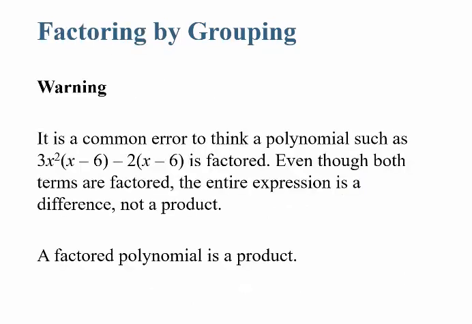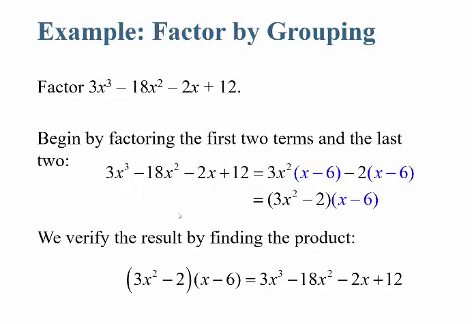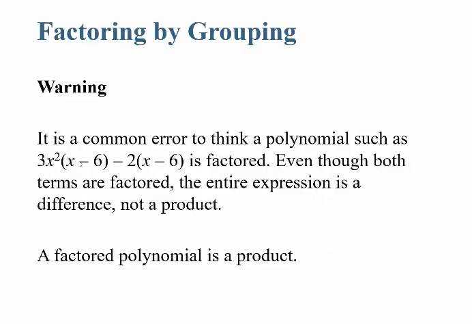A warning: it is a common error to think of polynomials such as this as factored. You need to go a step further. Even though both terms are factored, the entire expression is still a difference, not a product. A factored polynomial is a product, something times something. Here, this is something minus something, so it's not factored.